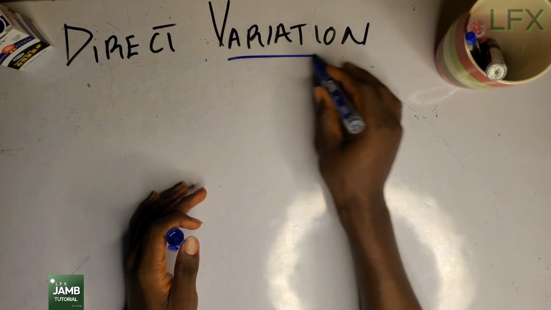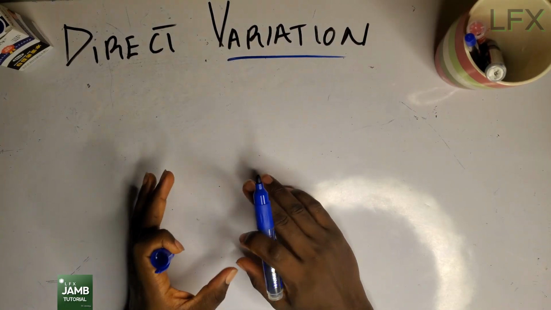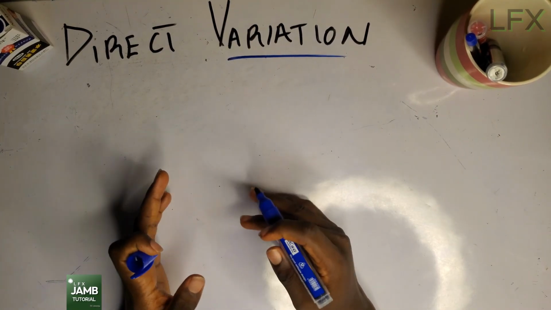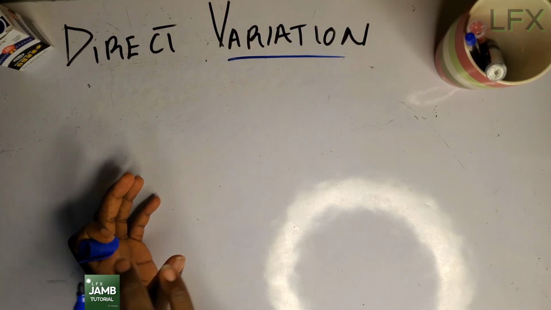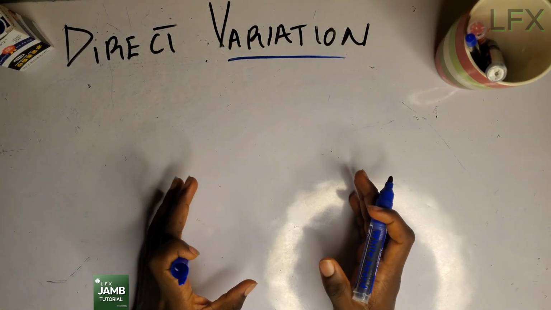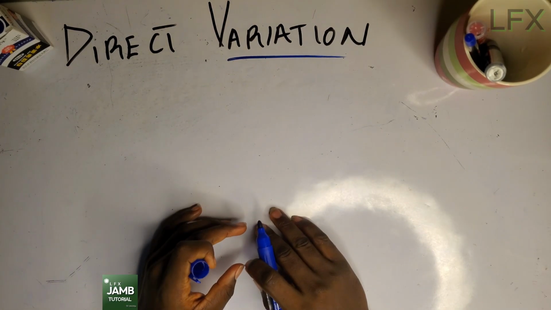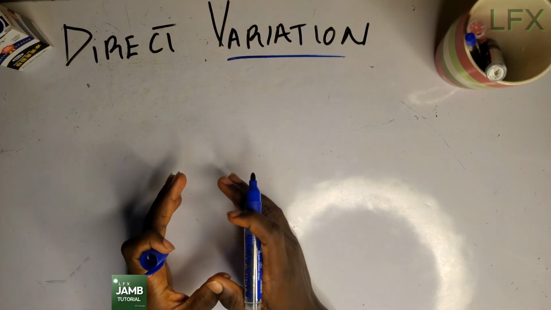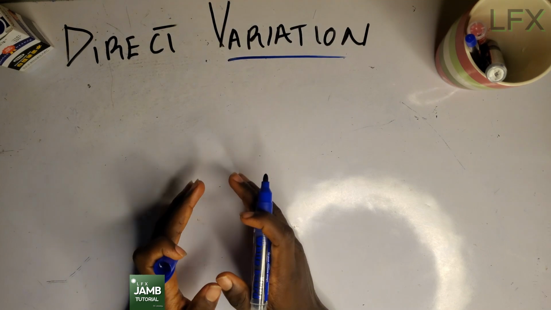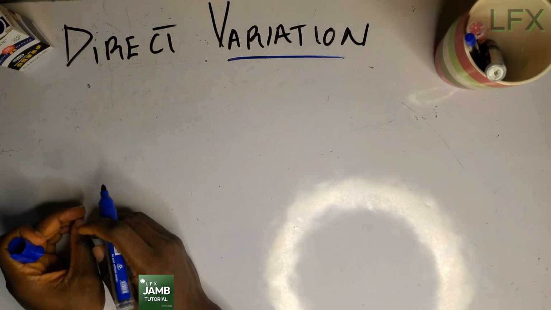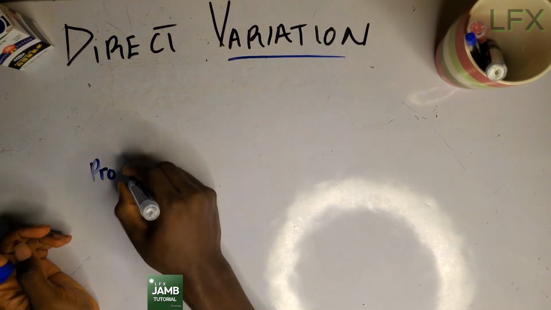Firstly, what is variation? Variation is simply a relationship between quantities where a change in one causes a change in another. So most times we try to solve variation by connecting equation, and this equation shows their proportionality.